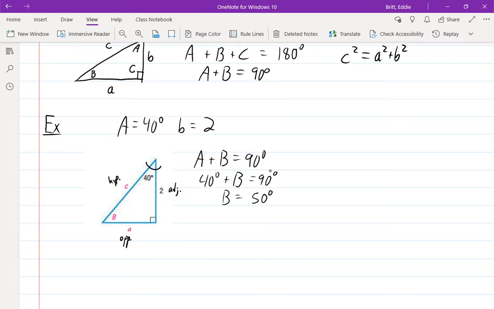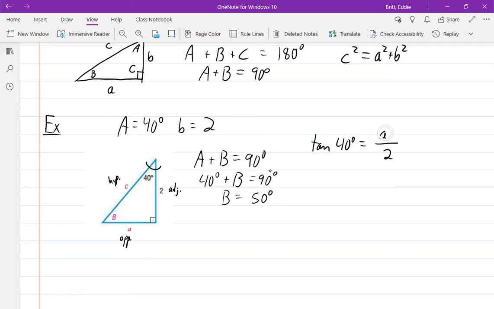I know that the tangent of 40 degrees is equal to, remember tangent is opposite over adjacent. So it's going to be equal to A over 2. The opposite side is A, something I don't know. The adjacent side is 2, something that was given. So you see now I have only one variable.